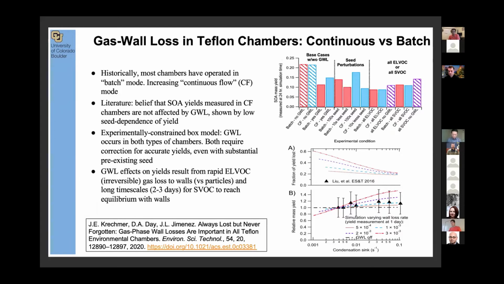And in particular, there was one type of diagnostic shown in the bottom left that said, if you don't see a dependence of your yield on your seed, that means you don't have wall losses. And we showed that that is incorrect, that you can have low dependence and still have a lot of losses.